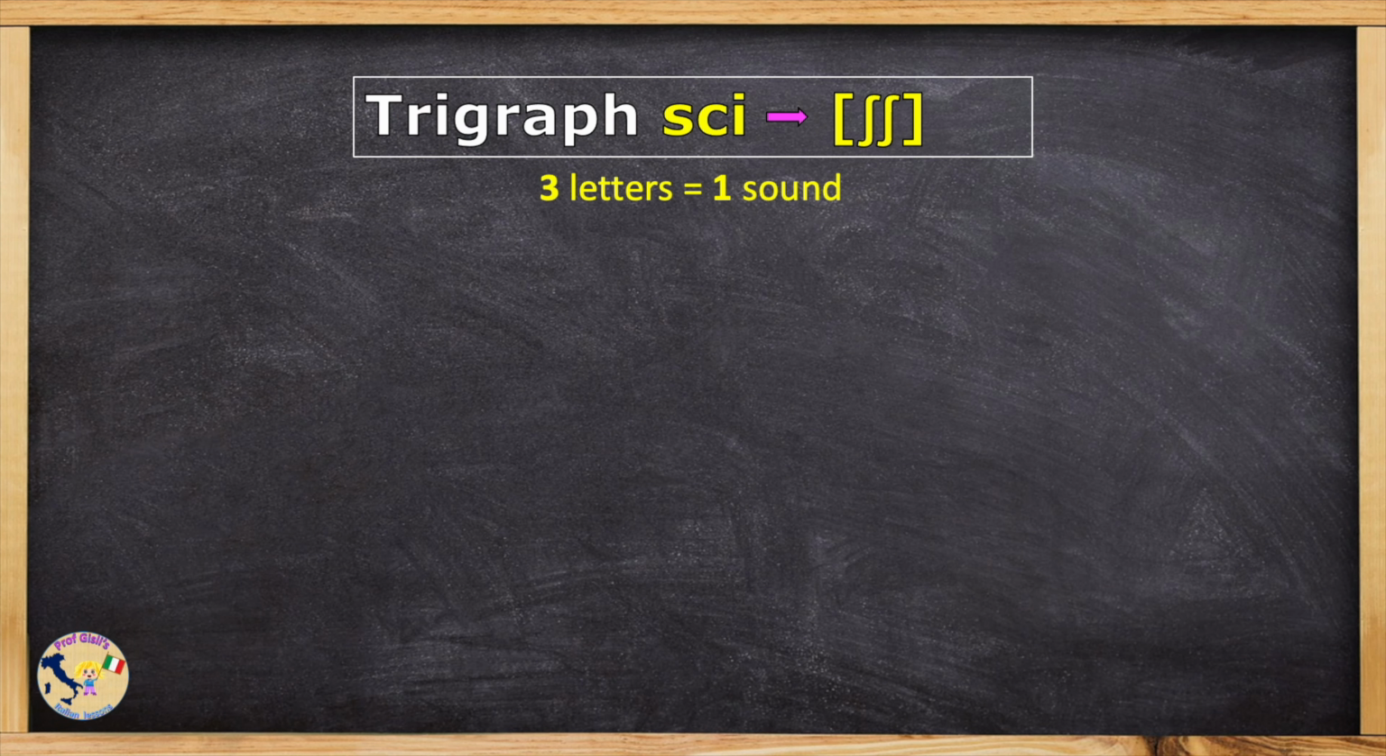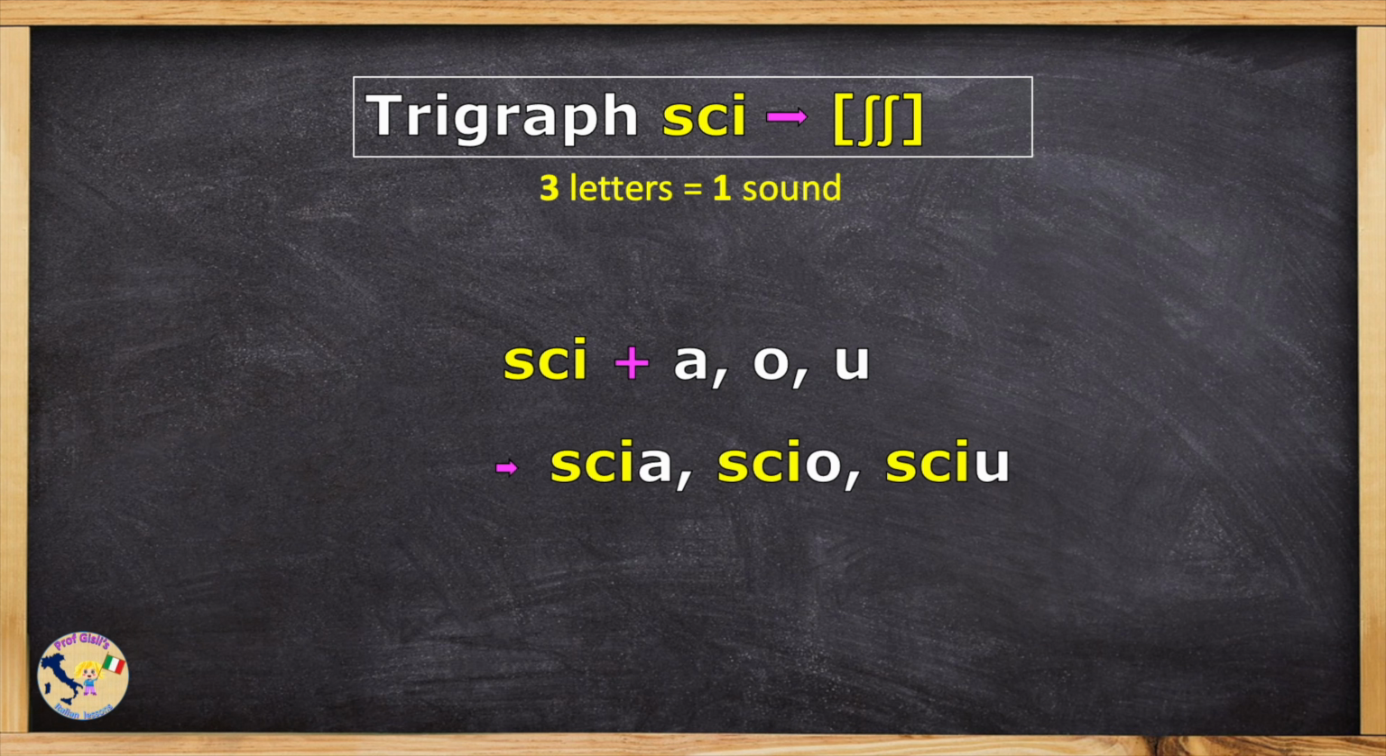Trigraph SCI is used before vowels a, o, u, and the resulting sound combinations are sha, sho, shu. Remember that letter I in this case is only a graphic sign and must not be pronounced. So again, you say sha, sho, shu.